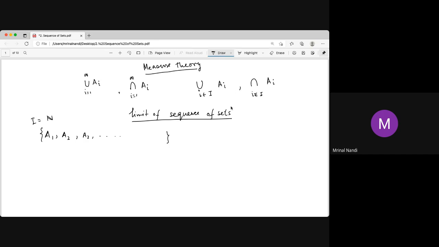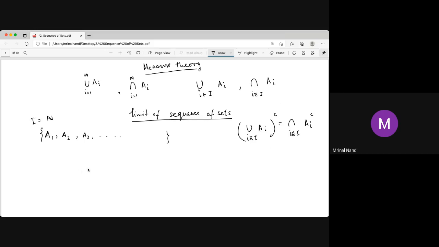Now, De Morgan's law is clearly true for any arbitrary collection also. The complement of the union is the intersection of the complements, the Ai complement for i belongs to I, and similarly for the dual: the complement of the intersection is the union of the complements.